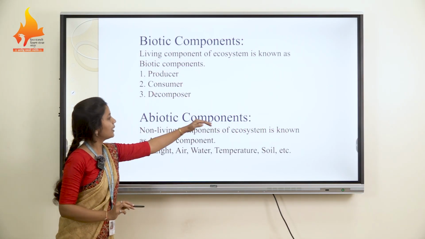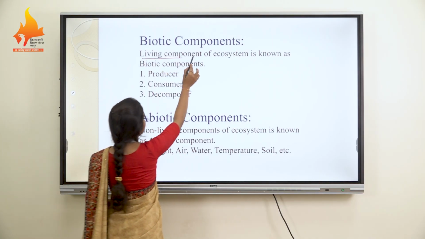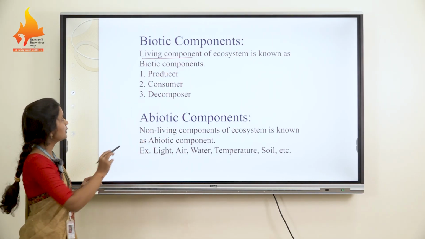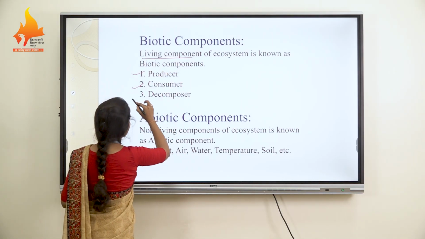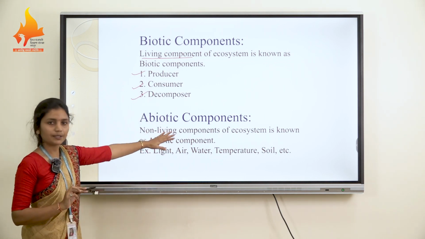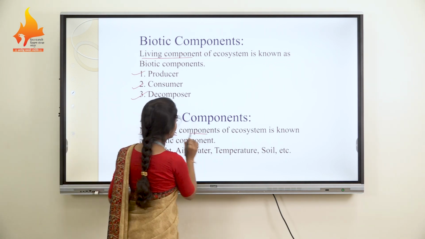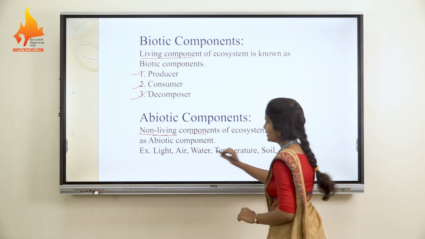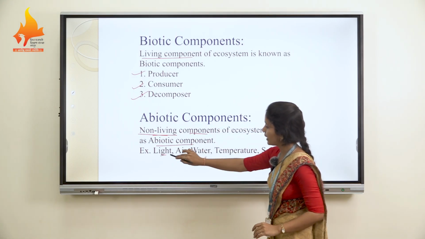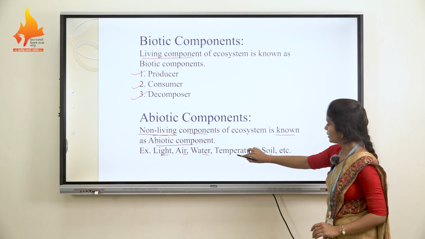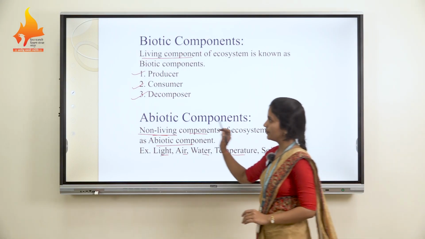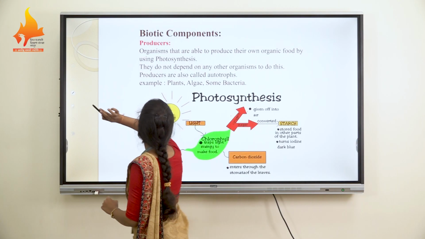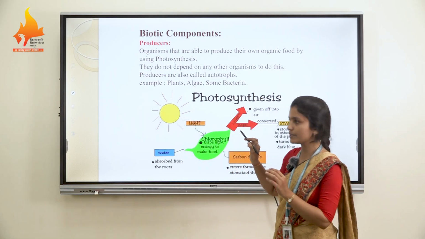Biotic component and abiotic component: the living component of ecosystem is called biotic component, that is producer, consumer and decomposers. And abiotic component means what? The non-living component of ecosystem is known as abiotic component, that is light, air, water, temperature and soil. Okay, next, the biotic components we will see one by one.